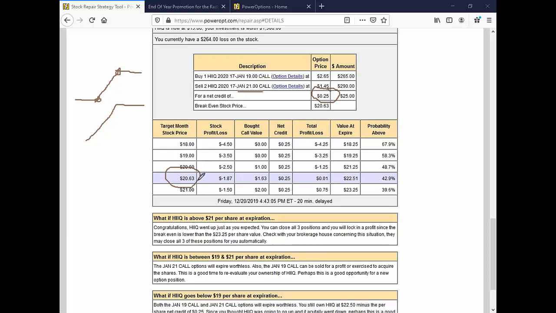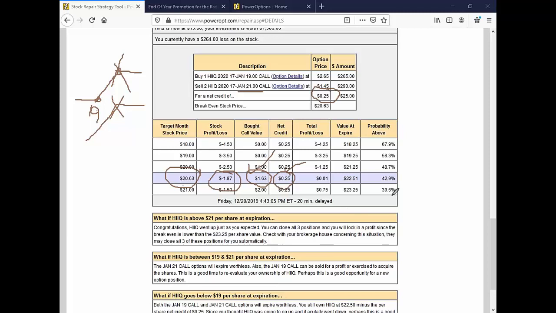And if the stock's trading at $20.63, I keep my 25-cent net credit, and at January expiration, of course, my 19 strike call is going to be worth $1.63 of intrinsic value. My two calls at 21 expire worthless. I sell to close this 19 call for $1.63 and keep that. My original cost basis was $22.50, so I'm still down $1.87, but I just made it back.